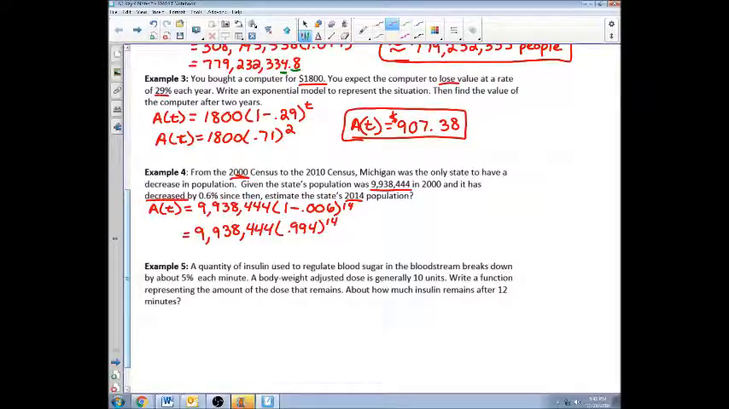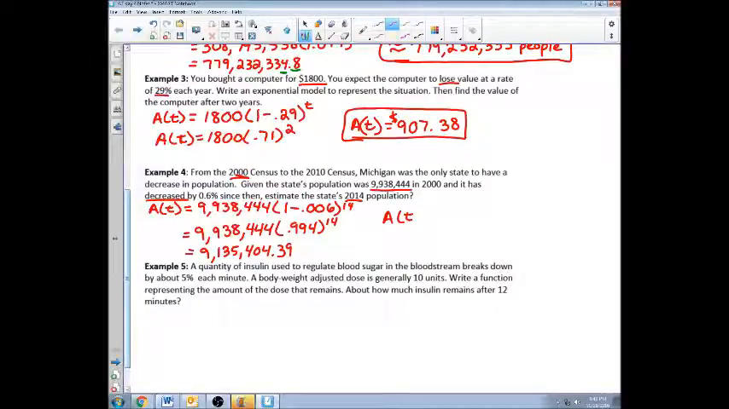You can either type that straight through in your calculator, make sure you're using the parentheses, or I could take 0.994 raised to the 14th, multiply by my 9,938,444. When I'm done, well, let's write this down here to start with. When I'm done, I would have 9,135,404.39.